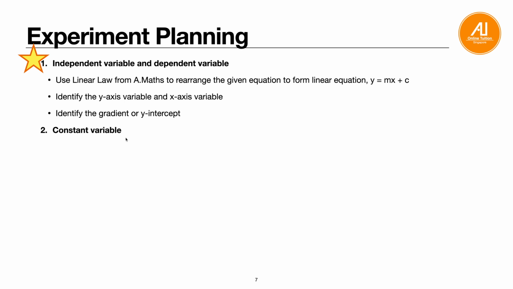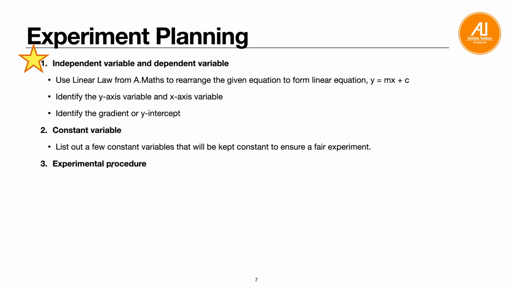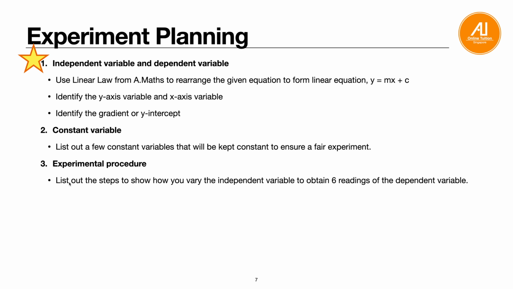Second point, it is important to list out a few constant variables that will be kept constant to ensure a fair experiment. Usually you can mention 2 or 3 variables. Third point, you need to mention the steps. List out the steps to show how you will vary the independent variable, meaning how you will change your x value in order to obtain 6 values of the dependent variable, meaning your y value. You change your x 6 times to get 6 different readings for y.